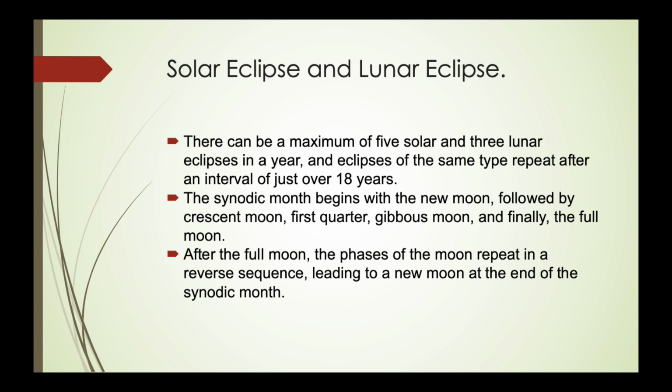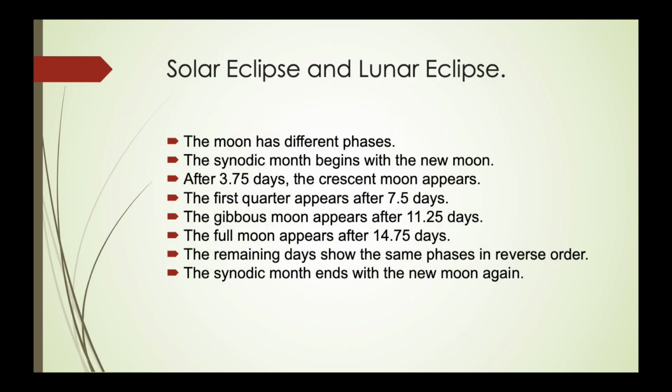The synodic month begins with the new moon, followed by crescent moon, first quarter, gibbous moon, and finally, the full moon. After the full moon, the phases of the Moon repeat in a reverse sequence, leading to a new moon at the end of the synodic month. The Moon has different phases. The synodic month begins with the new moon.